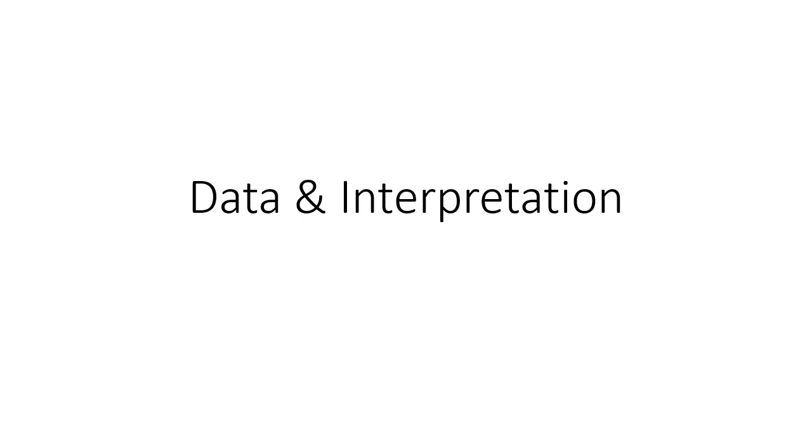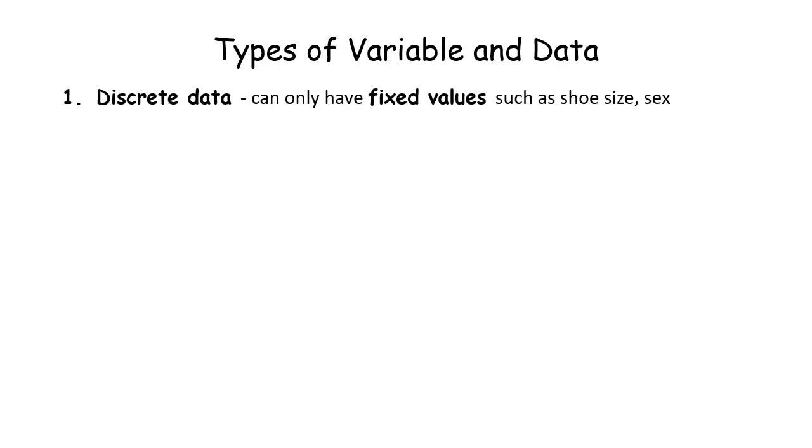In this Advanced Higher video, what we're going to be looking at is the different types of data, the ways that data can be represented, and what you can do to interpret that data. So firstly, we need to know the different types of variable and data that we can get.